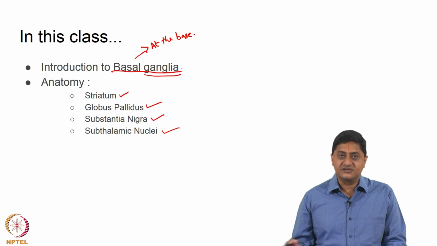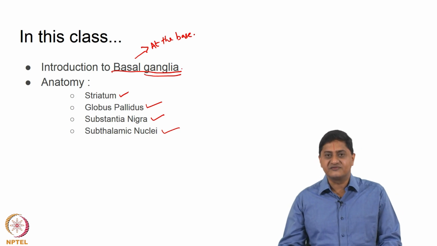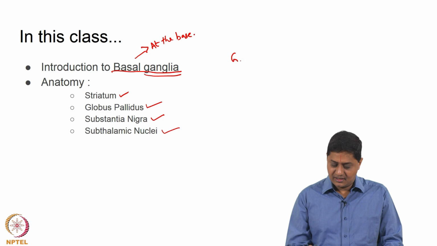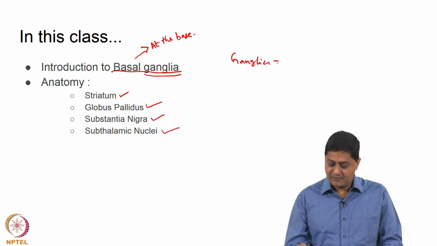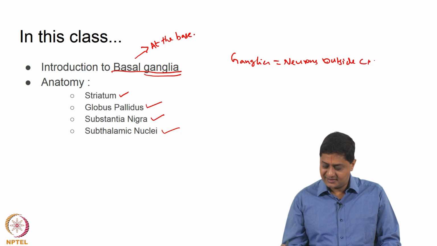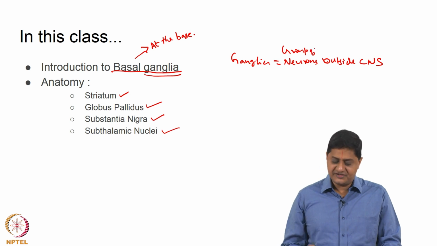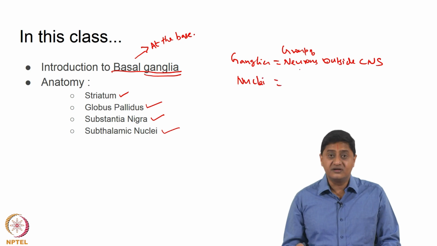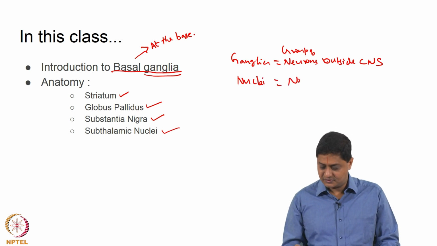Ganglia refers to this relatively older terminology which refers to groups of neuronal cells. Actually, now ganglia means neurons in the peripheral nervous system, or groups of neurons outside the CNS are called ganglia, whereas within the CNS the word nuclei is frequently used.